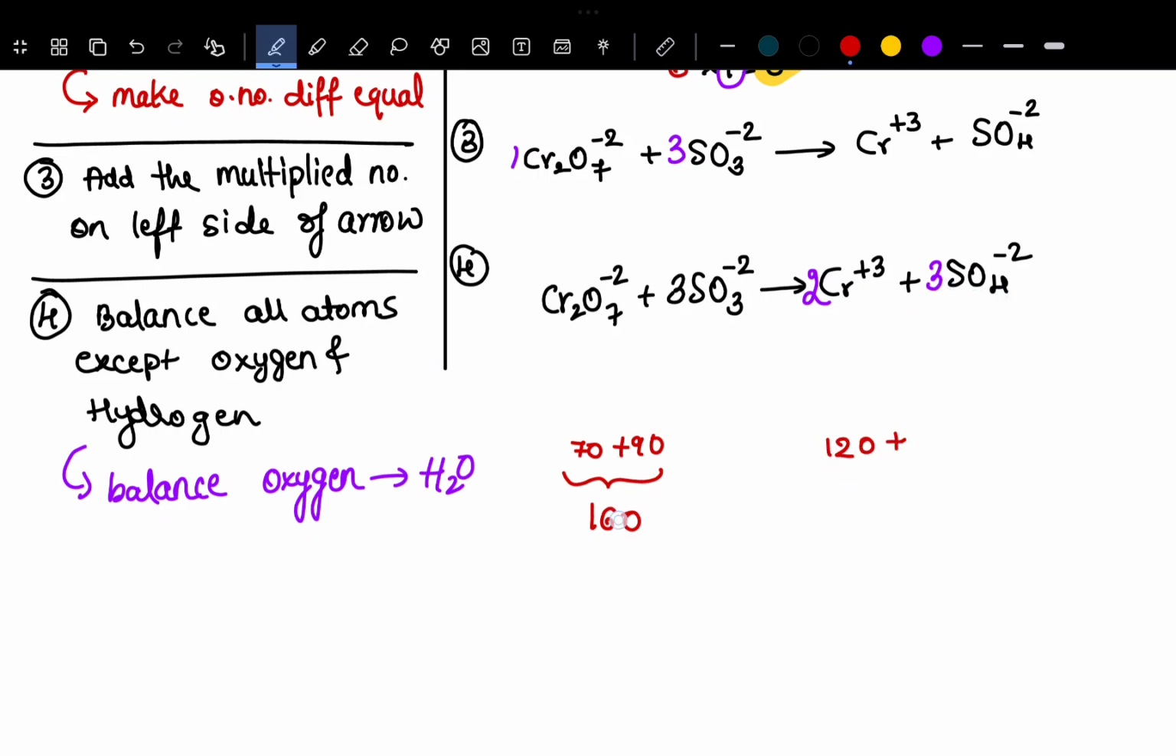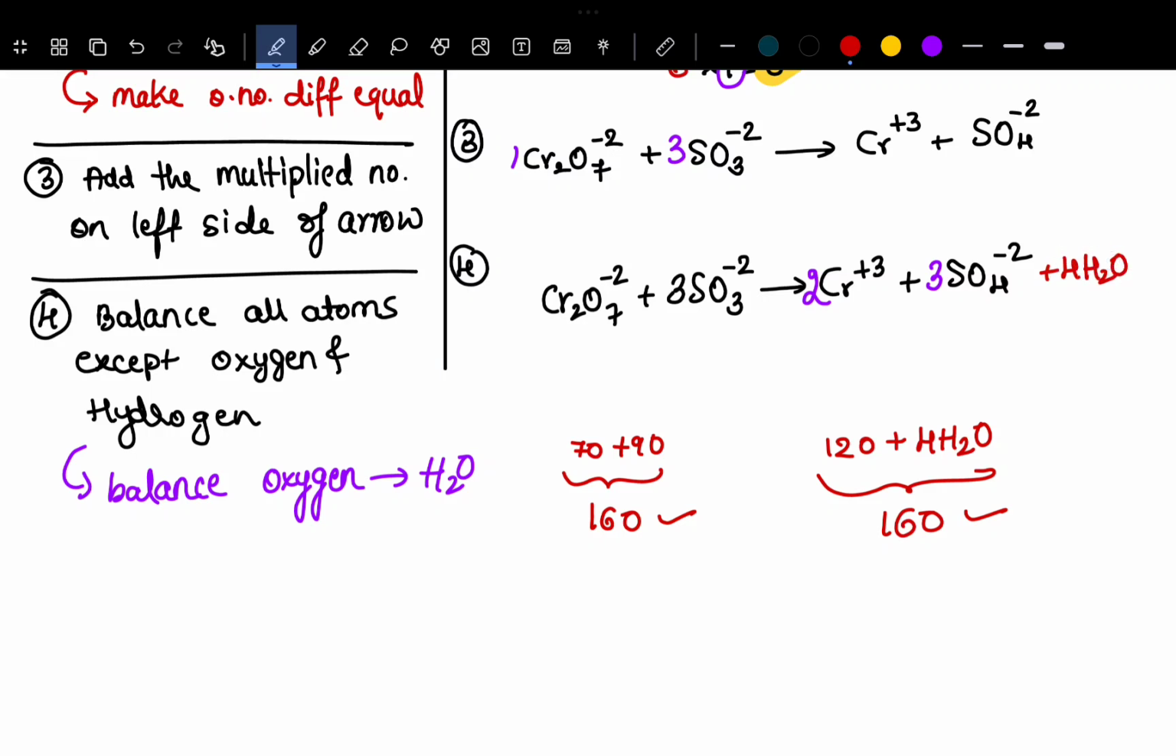So in order to make number of oxygen same on both sides, I need to add water molecules. So here water molecules should be added on the right hand side, but how many water molecules we need to add? So total we have to add 4 water molecules. So now if you see, here we have 12 plus 4, total 16 oxygens. So oxygen is balanced. Fine. So here I have to add 4 water molecules.